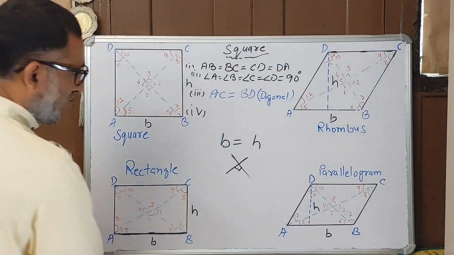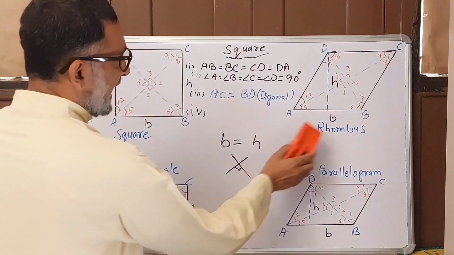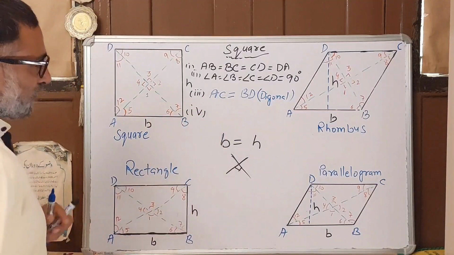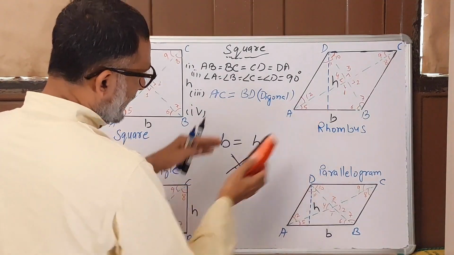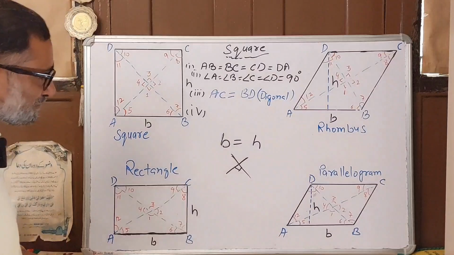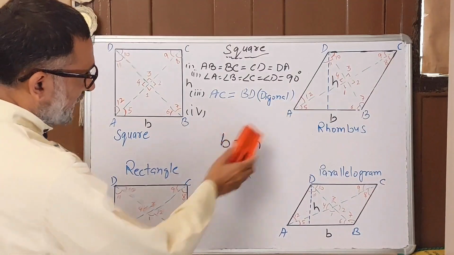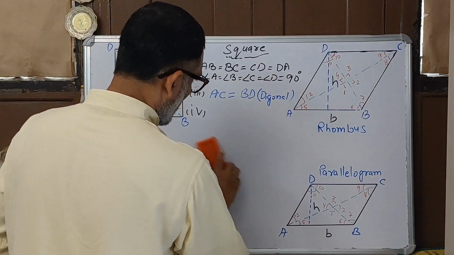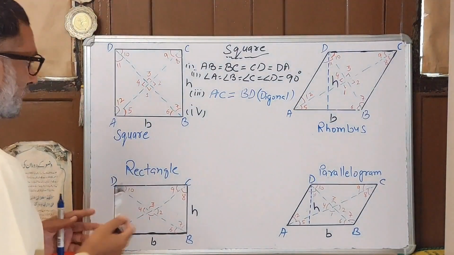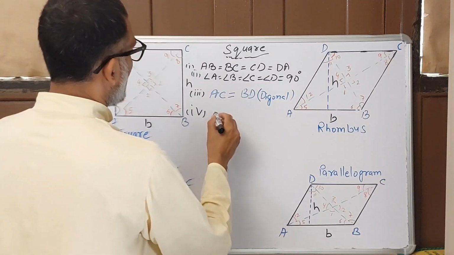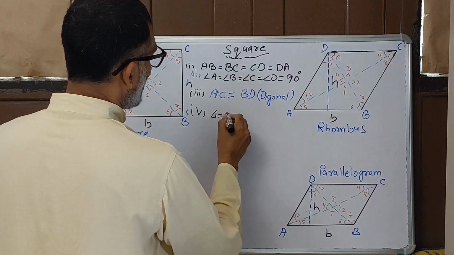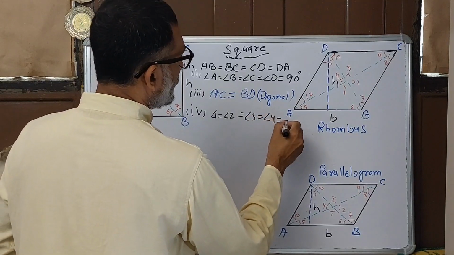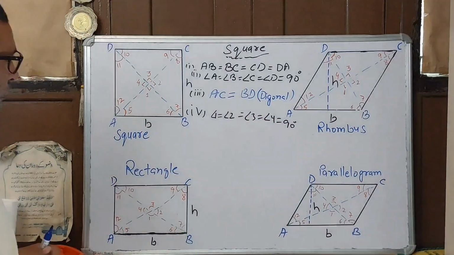I hope you understand this. When base and height are equal, whether the corners are 90 degrees or not, it does not depend on that. When base and height are equal, in any shape or any way, the diagonals cutting at the center make an angle of 90 degrees. So here what will happen? Angle 1 is equal to angle 2 is equal to angle 3 is equal to angle 4, also 90 degrees.